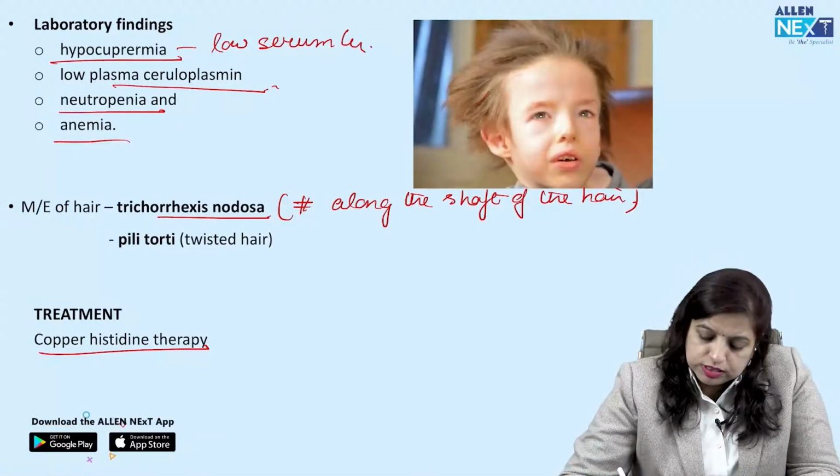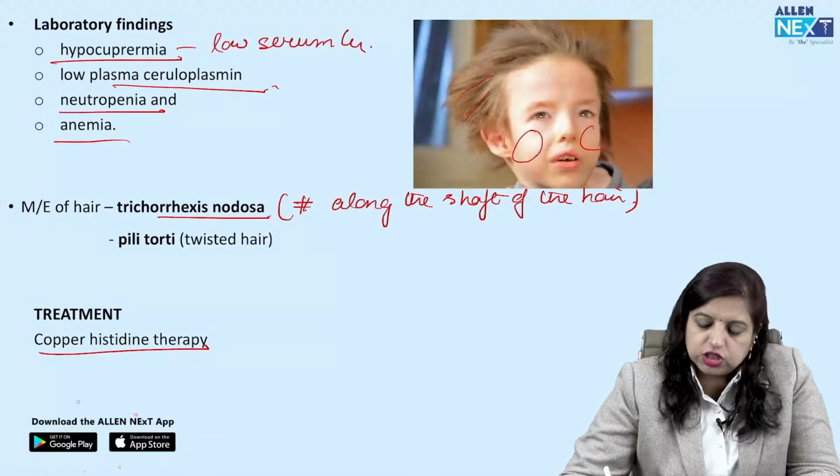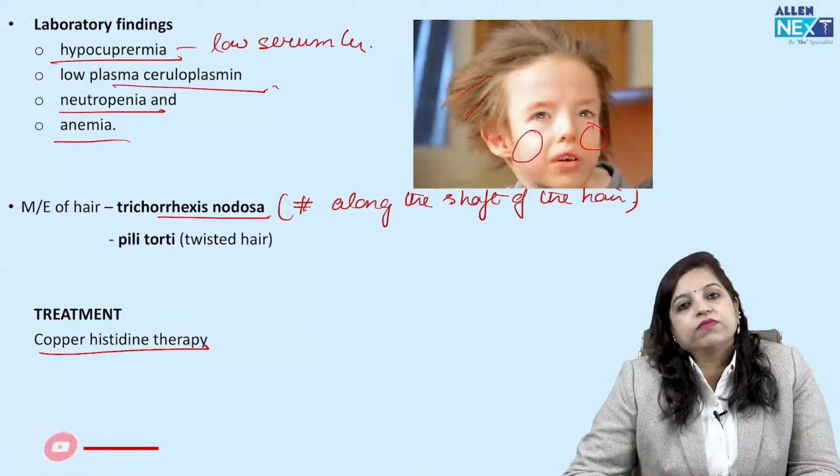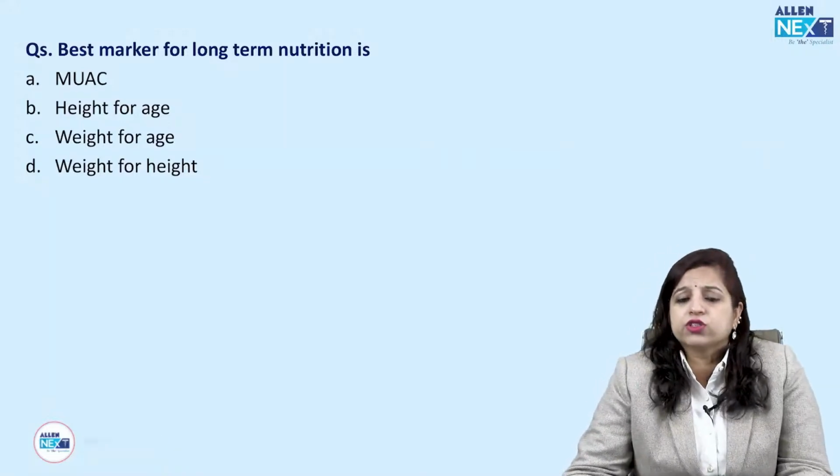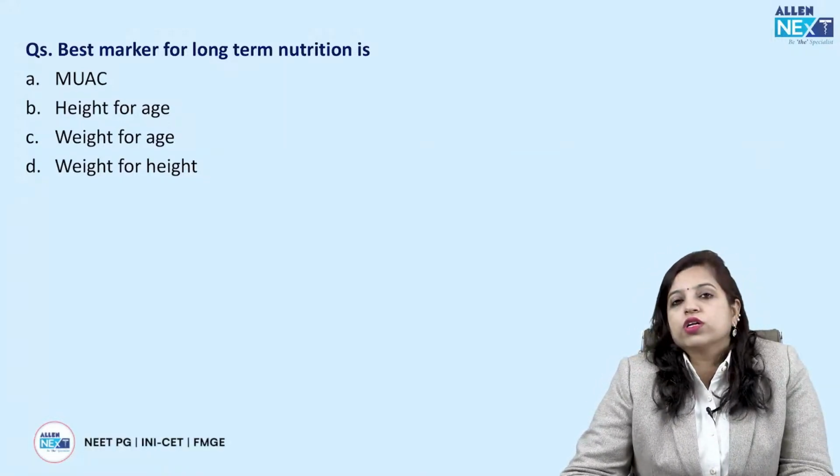Again, I have shown you this is the kinky hair and the rosy chubby cheeks, very typical of Menkes disease, right? Okay, then let us move on to the next topic, best marker for long-term nutrition.